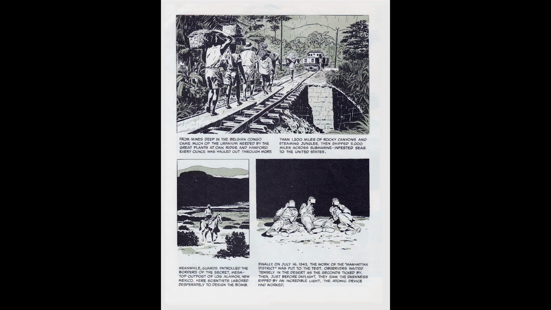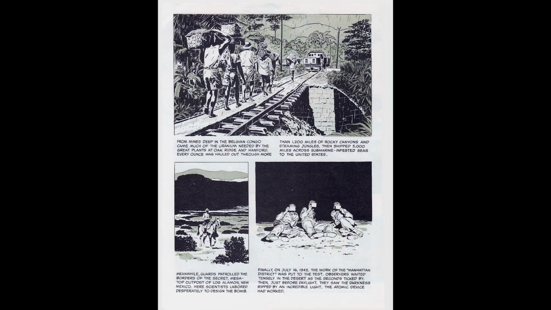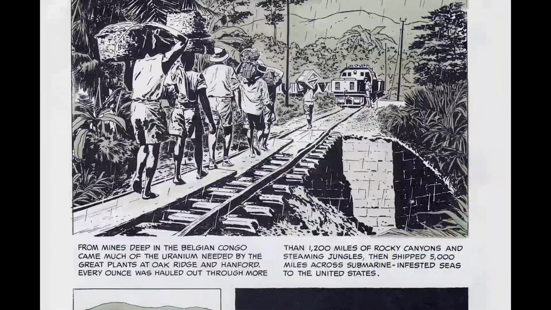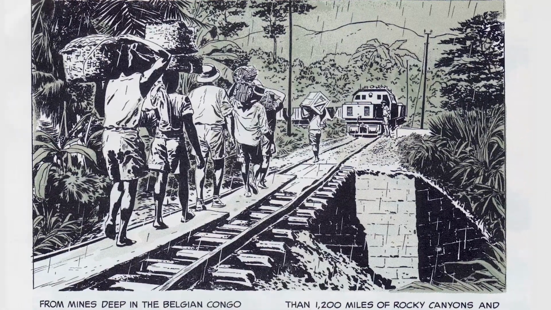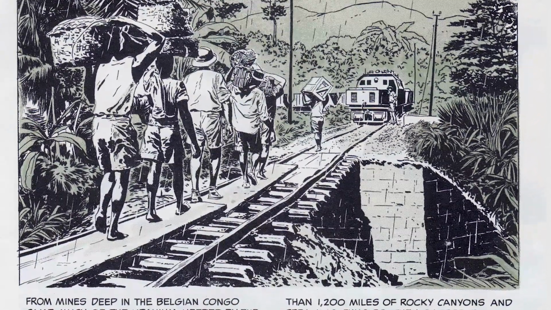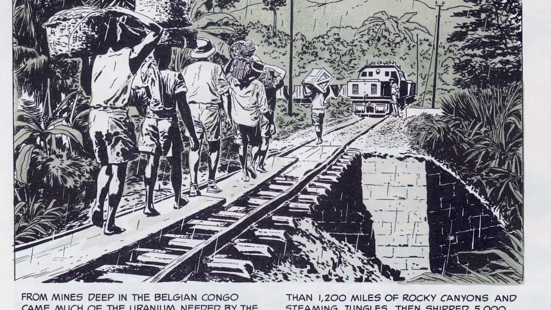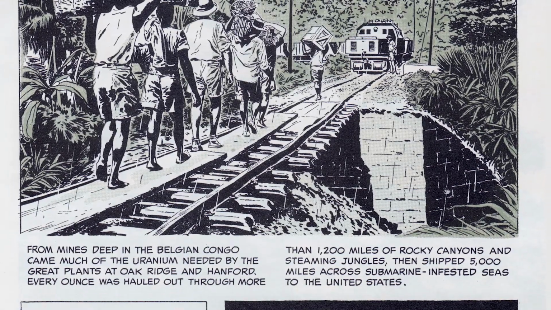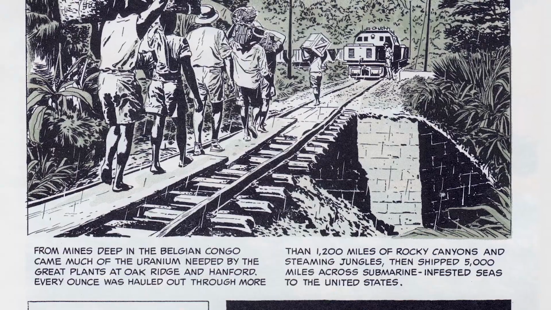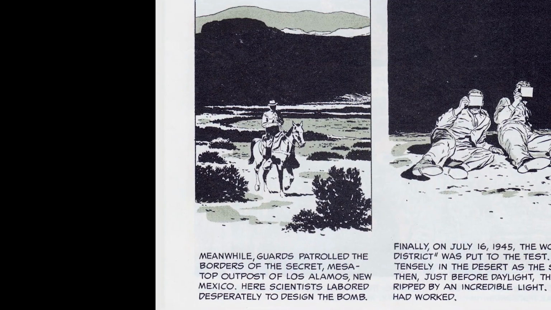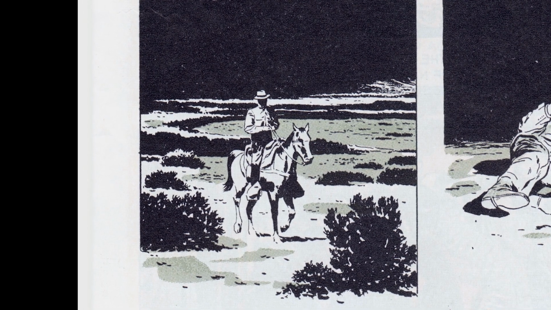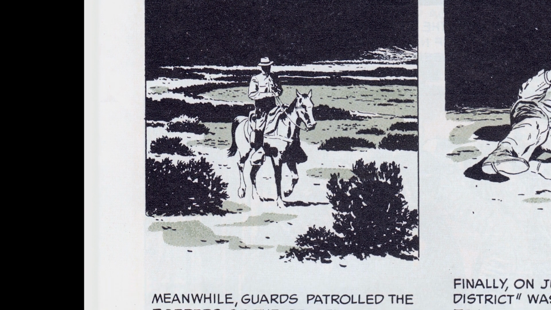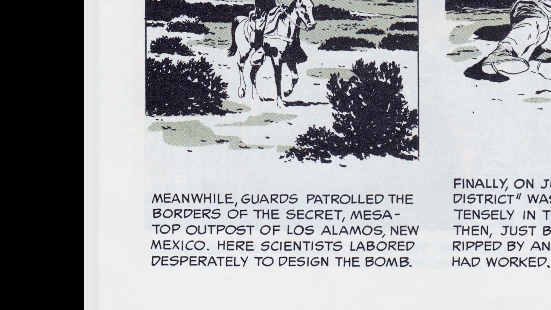From mines deep in the Belgian Congo came much of the uranium needed by the great plants at Oak Ridge and Hanford. Every ounce was hauled out through more than 1,200 miles of rocky canyons and steaming jungles, then shipped 5,000 miles across submarine-infested seas to the United States. Meanwhile, guards patrolled the borders of the secret Mesa Top outpost of Los Alamos, New Mexico. Here, scientists labored desperately to design the bomb.